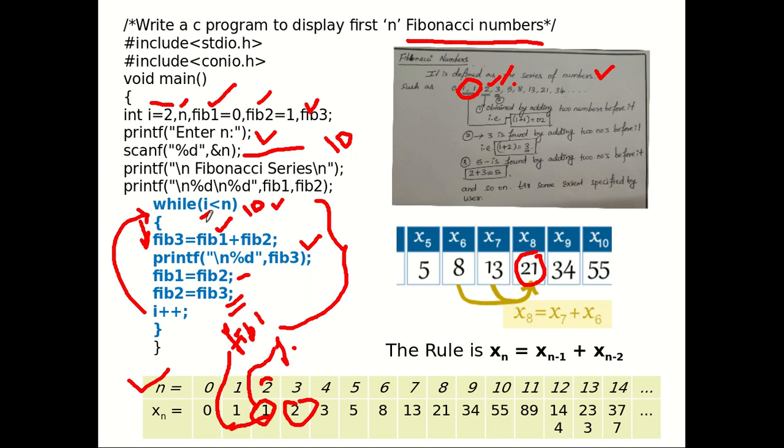The value of i is 3, so 3 is less than 10, yes, the condition is true. What is fib 1 here? 1. Fib 2 is also 1, so 1 plus 1 is how much? 2. So fib 3 is 2. After this we will display the fib value, nothing but 2. After displaying, we will assign the content of fib 2 to fib 1, fib 3 to fib 2. Like this, again the value of i will be incremented by 1. This process will be continued while the value of i is less than 10.